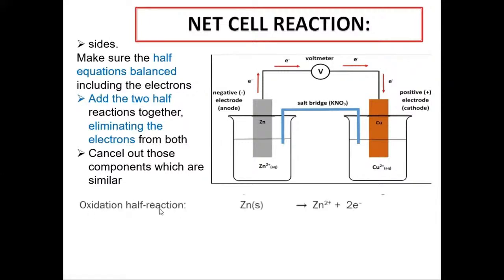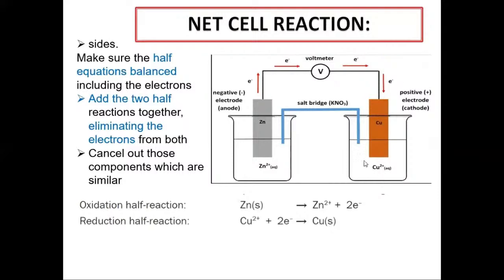Let's look at it. Here is oxidation, which is taking place on this side of the half cell. Zinc metal, or solid, dissolves to give zinc ion plus 2 electrons. The 2 electrons start to move. These electrons will come to this side, so this one will receive these ones here.